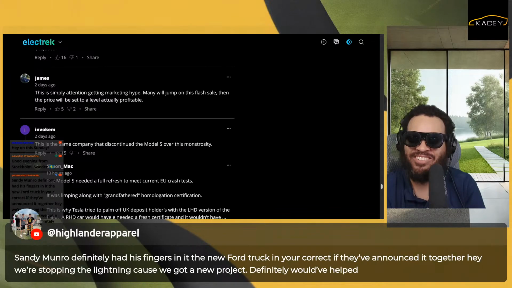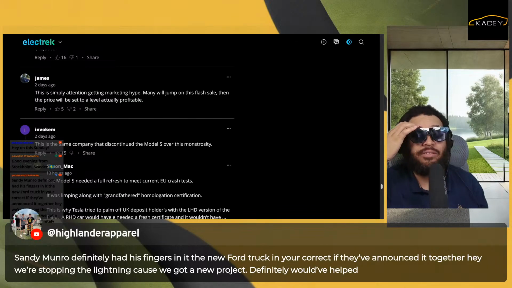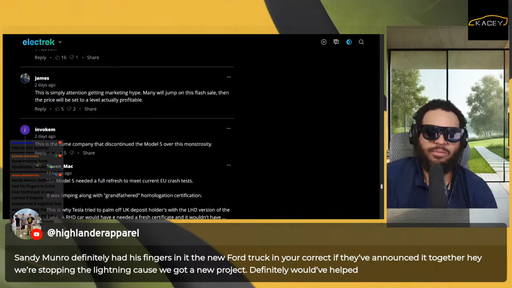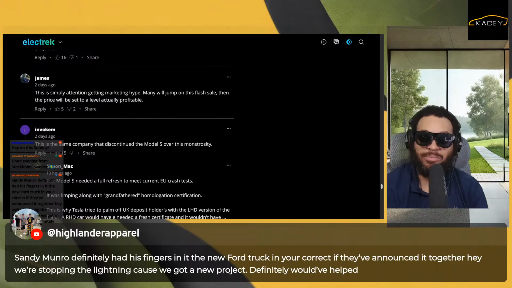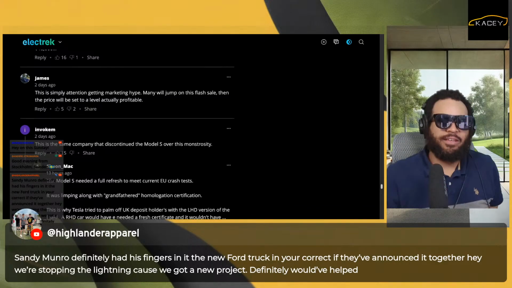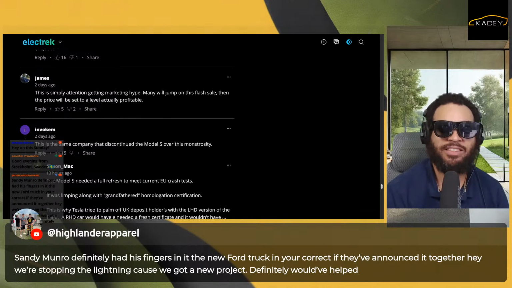Sandy will definitely have had his fingers on the new Ford truck. You're correct. They announced together that they were stopping the Lightning because they got a new project. Definitely would have helped. Yeah, absolutely. And you can see by all the parallels to Tesla on their new vehicle that if Monroe wasn't directly involved, then they definitely listened to him, and it looks like they're going to do well on that, assuming the entire offering is reasonable and priced well. So I think they're going to do well on the new Ford.